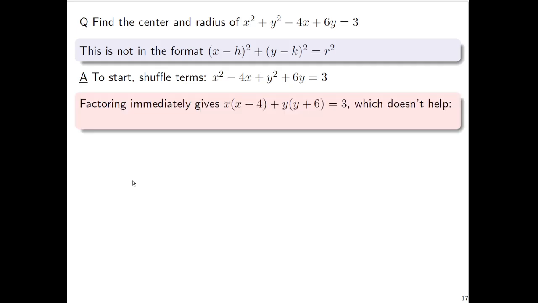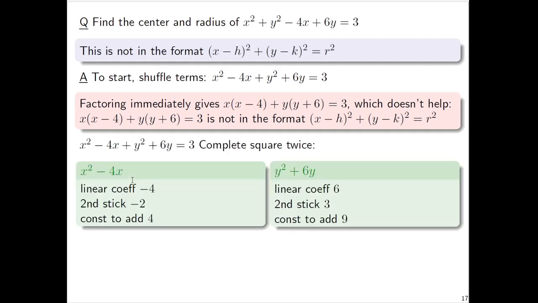And then factoring immediately is not going to help. Now you could, out of the first two terms, factor out an x, and out of the next two terms, factor out a y. That looks a little bit like the start of factoring by grouping. This, unfortunately, is not going to help us out. This is just not in the right format, and it won't get us in the right format. So we're going to have to do something else instead.